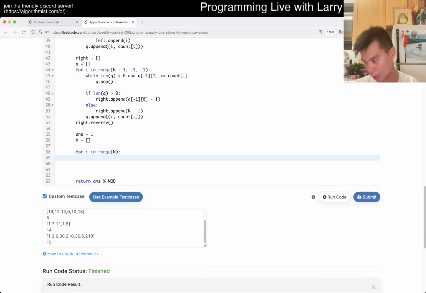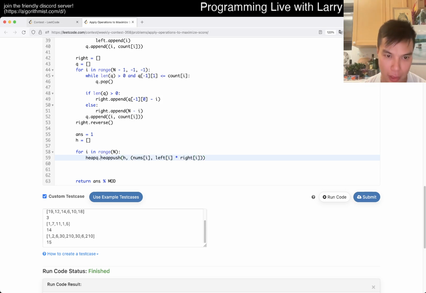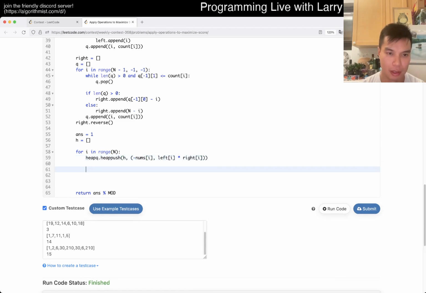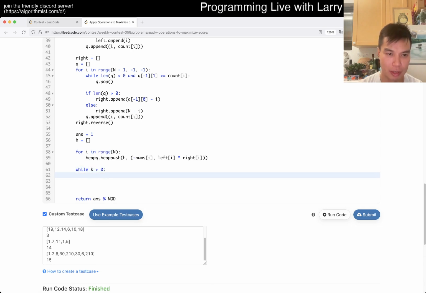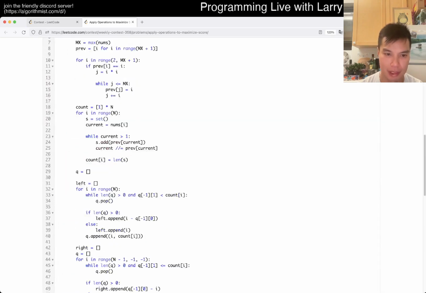We want to say, what are we saying? Nums of I, and then the number of lefts of I times rights of I, right? And we want a max heap. So yeah, let's keep it a max heap. I think the tiebreaker on this actually doesn't matter, so it's fine. Famous last words, and I should use heapify, but it's fine. While k is greater than 0. Yeah, okay, fine. I'm just gonna modify this.